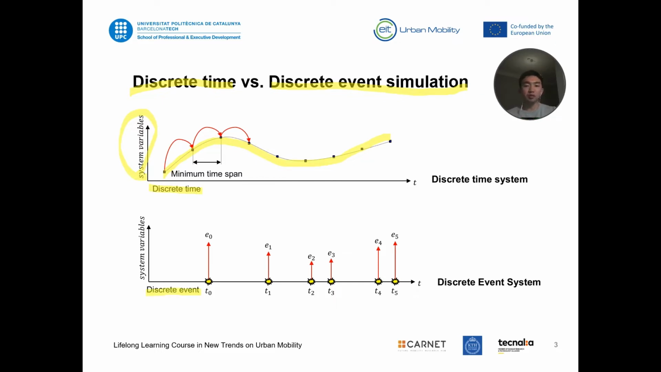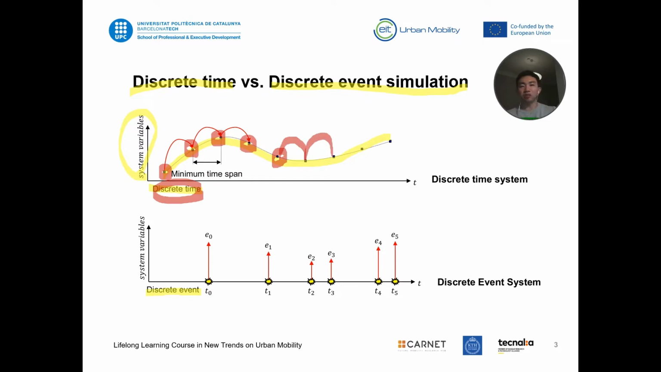With discrete time, we have a minimum time span, and based on this minimum time span, we check the system variables regularly. So we will have a specific minimum time span and then we can check the next system variables at the next time step. We get the system status at every one of these steps.